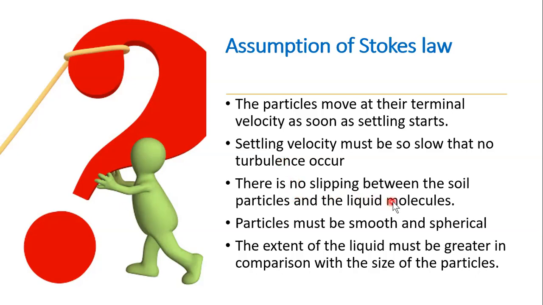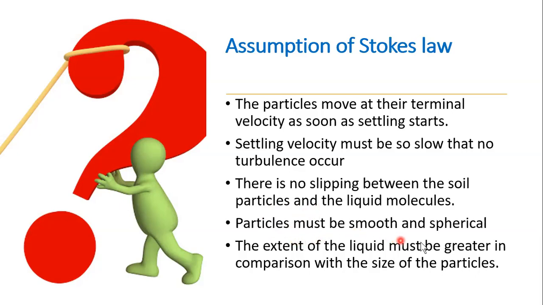So there is no slipping between the soil particles and the liquid molecules. Between the soil particles, we can minimize it by reducing the amount of soil particles in the fluid, or the relative proportion of sand and soil and the water in the glass jar, etc. But the slipping with the liquid molecules cannot be managed even. But we assume that there is no such kind of issue.